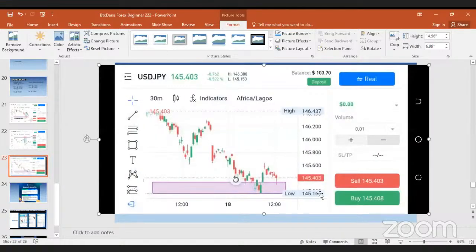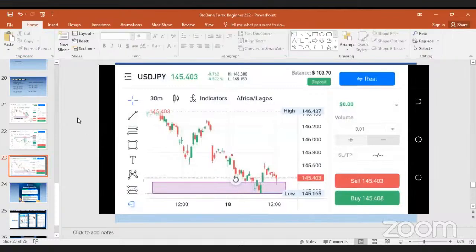So this is what I was waiting for in the main chat earlier. The market already touched it. Let me see if we can enter now. So let's set a buy position on our trade. Set a buy position on USD JPY.